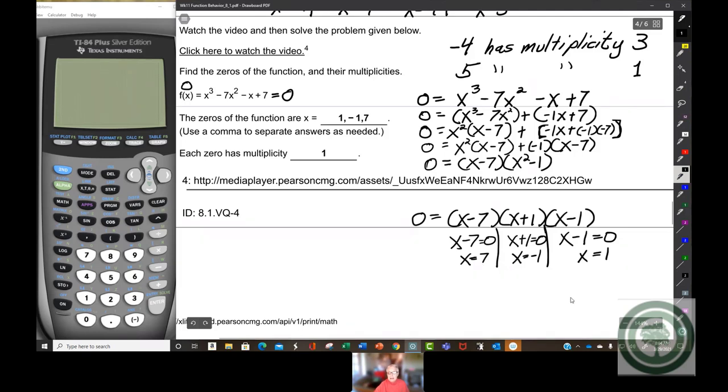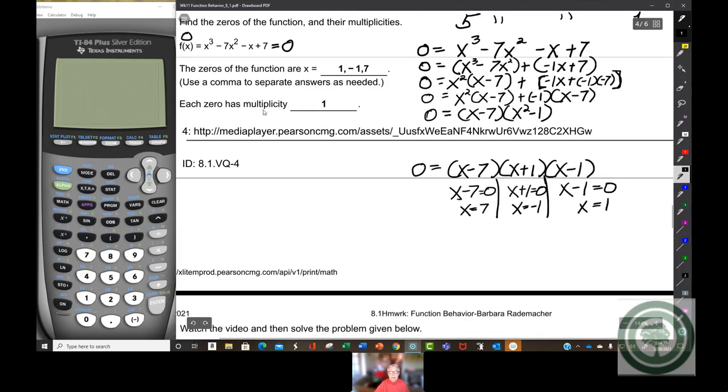And how many times does each one happen? Each one happens once. So that's the multiplicity of each. Each zero has multiplicity 1. And here are the zeros up here: 1, negative 1, and 7.